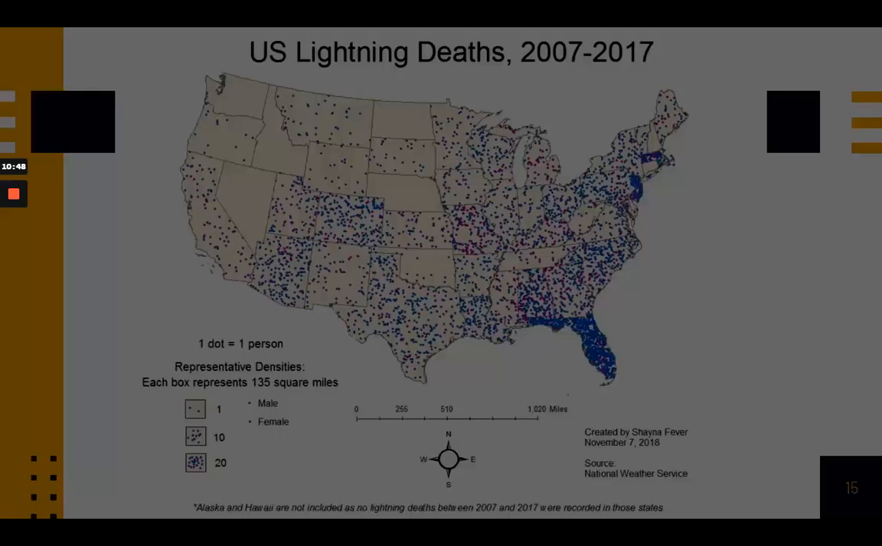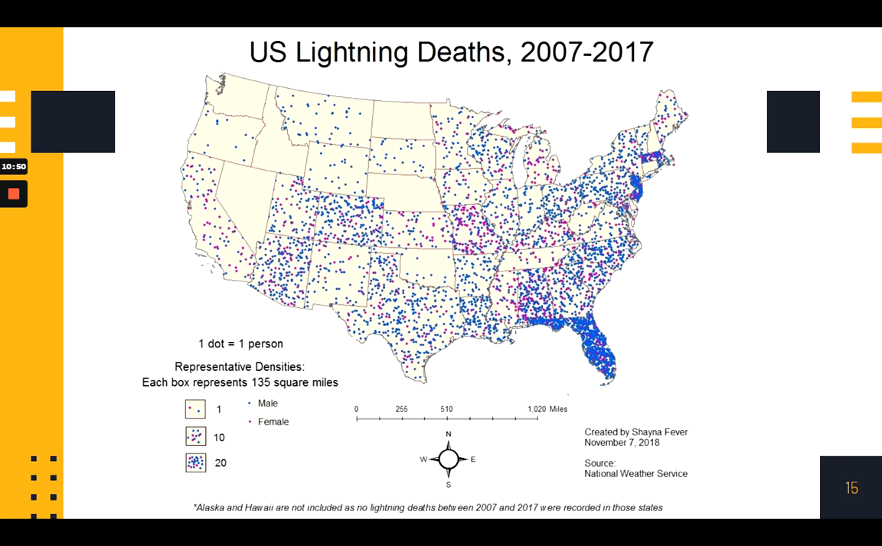Here's another dot density map, lightning deaths. Notice the blue dots versus the purple dots. And you wonder why women live longer than men.